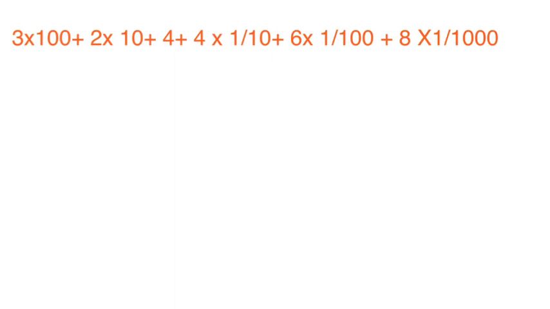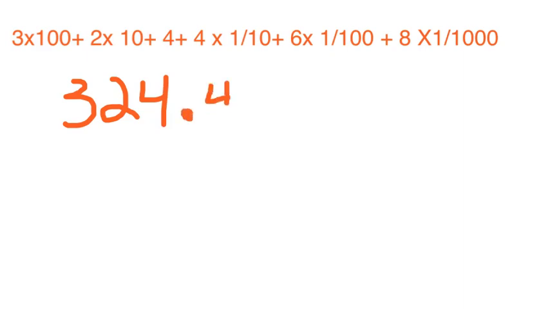So that if I needed to put it back together, I could say that 3 times 100 is 300, 2 times 10 is 20, then the 4. Now that I see a fraction, I know I have a decimal point, then 4 tenths would go here, 6 hundredths, and then 8 thousandths. Expanded form just gives me a way of organizing my place values to show that I really understand where every digit is.